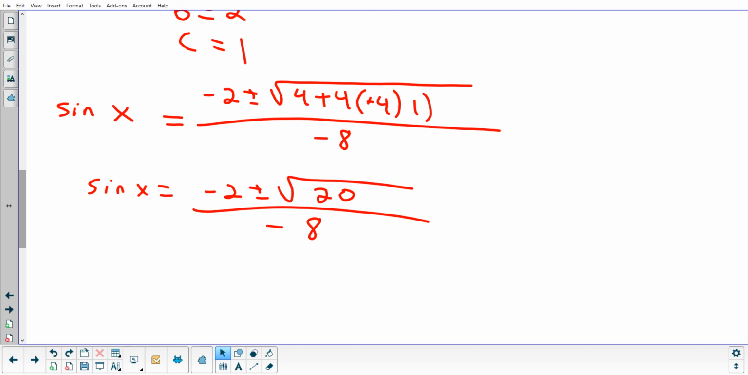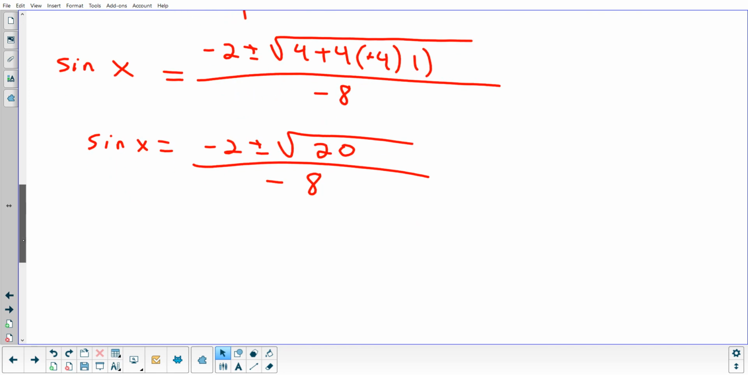I mean, if you broke down this root, you could. But let's just leave it like that. Questions on just getting to that step? Okay.